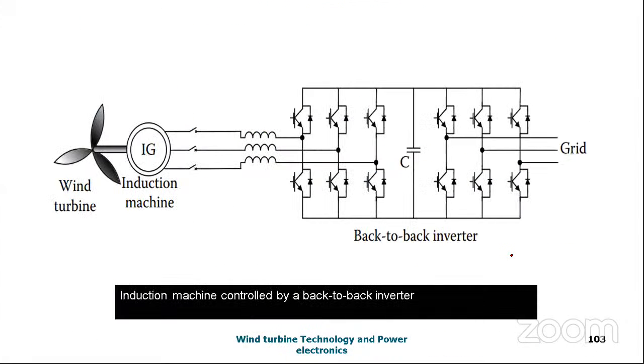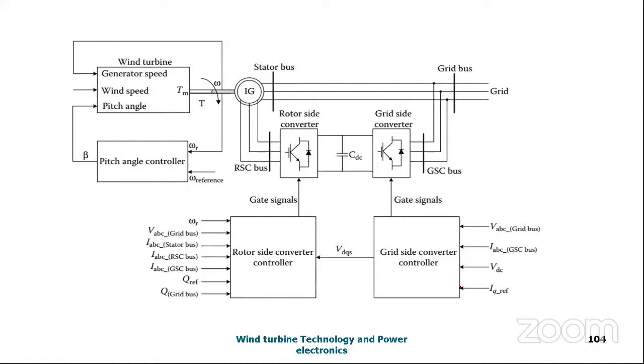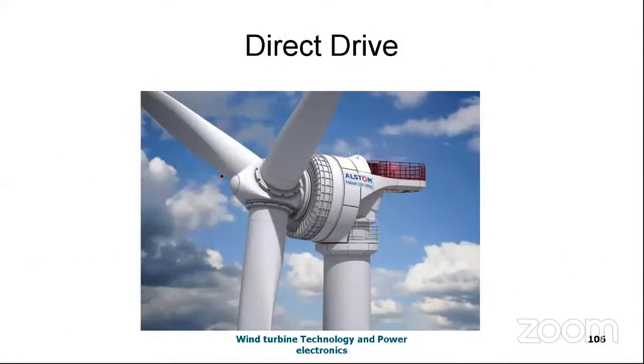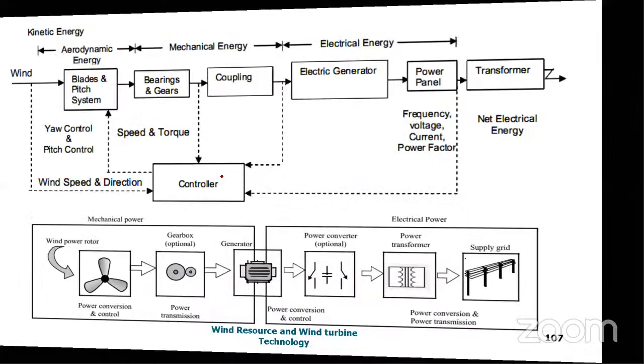Mostly they use the back-to-back converter, so the back-to-back converter will be controlled. This is the grid side converter and this is the rotor side converter. They control the active and reactive power and voltages, and they control the RPM of the rotors. These are the control variables: voltage, current, and also the grid bus voltage control. Yes, this is the direct drive turbine.